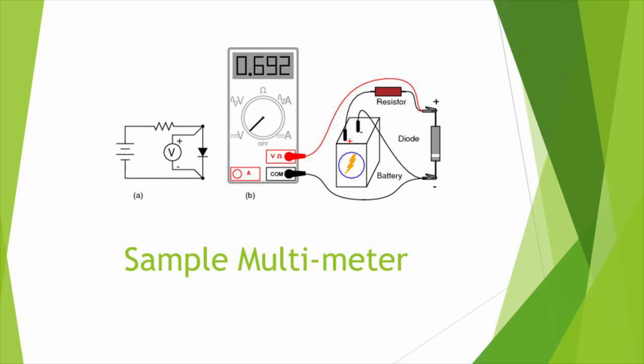This is a simple multimeter reading. So they have a voltage, resistor, and the battery. Now this is using the multimeter to read a voltage across the circuit.